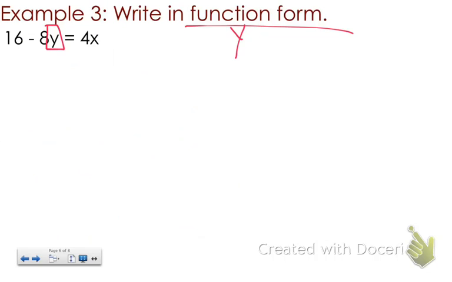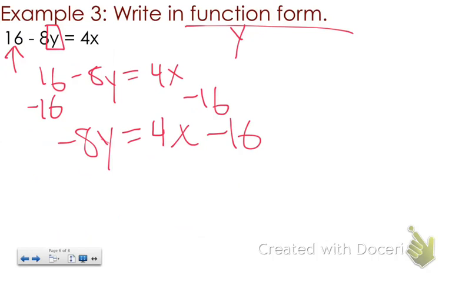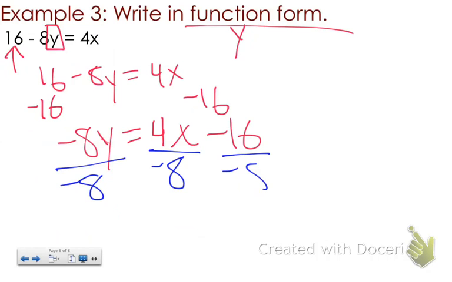Alright, so just like before, even though it's backwards, I have to get rid of this 16 first before I can mess with the negative 8. So let me rewrite this. So now I'm going to subtract 16 from both sides. Now be very careful because 4x and 16 are not like terms. So I can't combine them, so I just have to write this as 4x minus 16. And now, to get y by itself, I'm going to divide by negative 8.